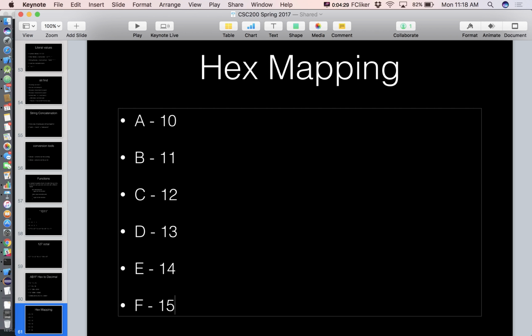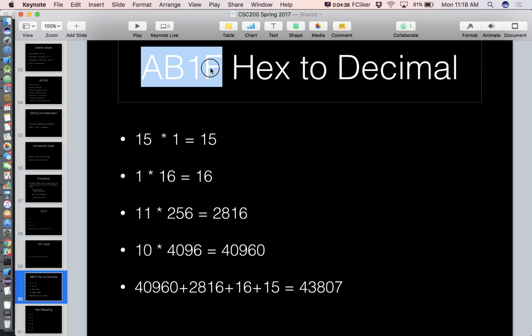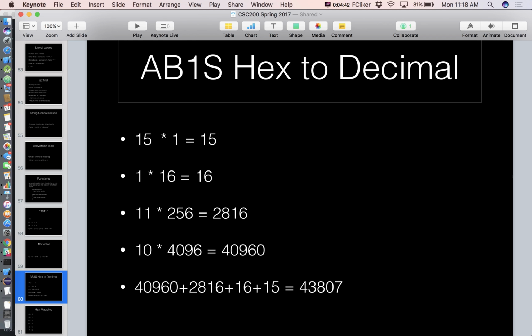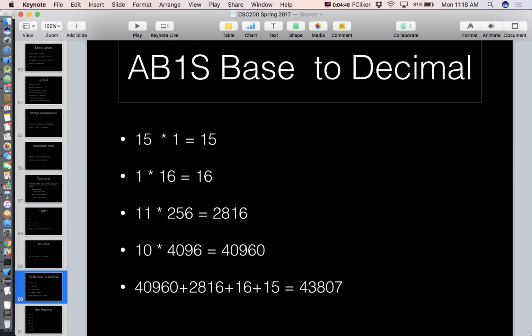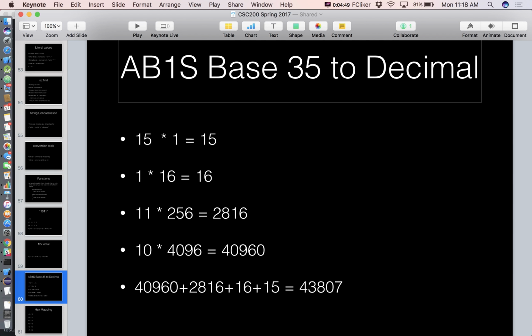Now that's base 16. A fair question for me to have asked today would have been this. I don't know, let's just do like an S. From base 35 to decimal. That would be a fair question. You don't do it any differently.